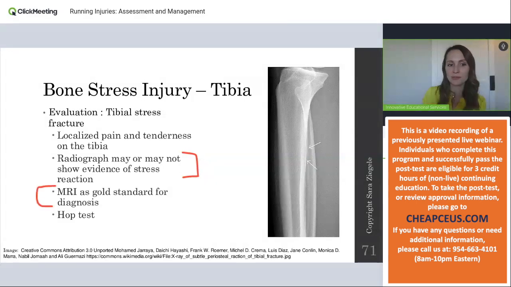An MRI can be used, though, to pick up these earlier cases or ones that are more subtle on x-ray. These would be considered the gold standard for diagnosis. Clinically, a hop test can be used to try and identify the response to impact loading.